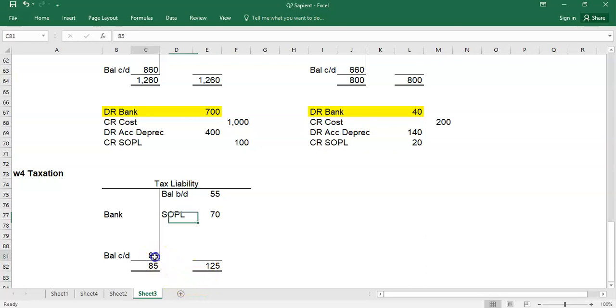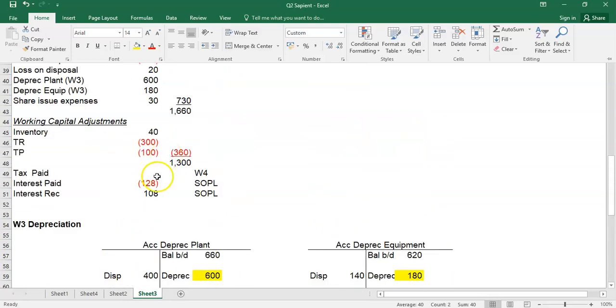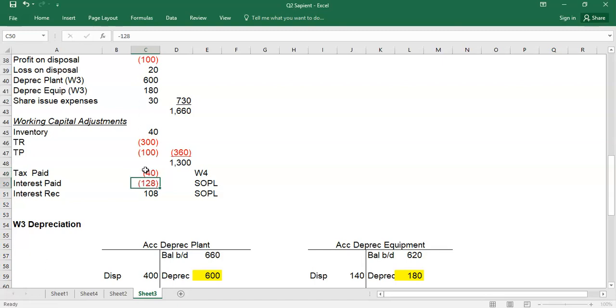However, you only owe 85 at the end of the year, so the plug figure must have been credit bank 40. So it's credit bank 40 cash outflow, debit tax liability 40. So you're trying to solve for the tax paid. We didn't have to do that for interest paid because there was no opening or closing interest liability. If there was, you take a similar approach. So you just come up then and tax paid minus 40.